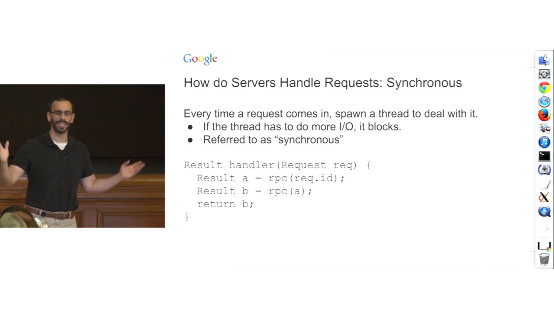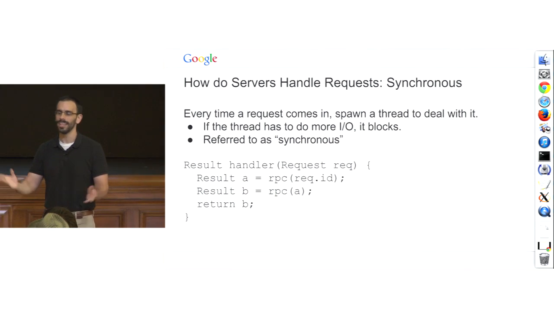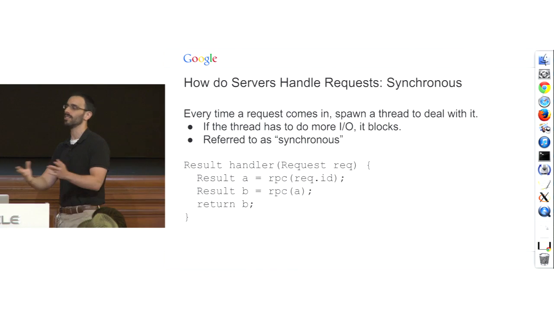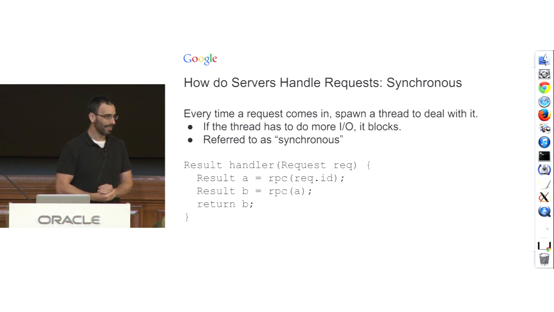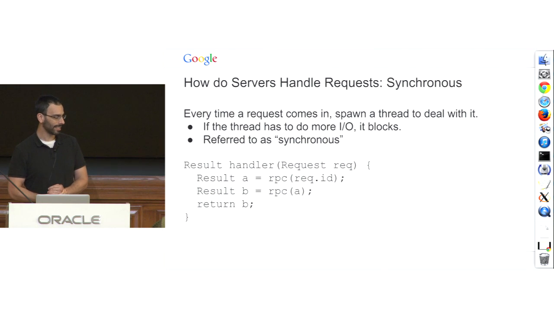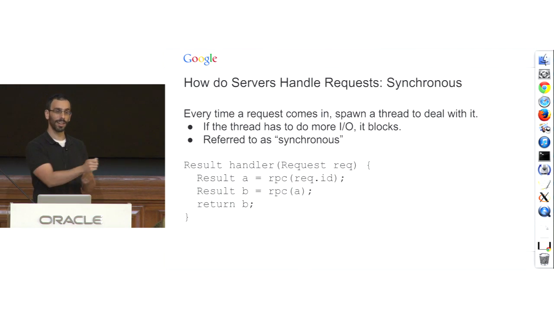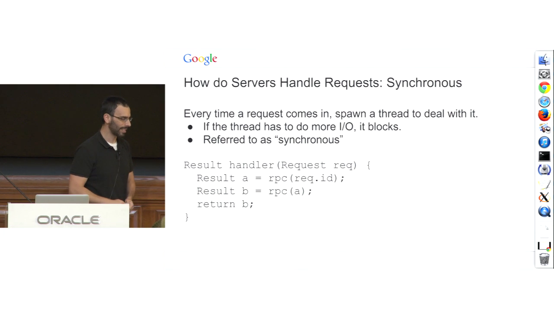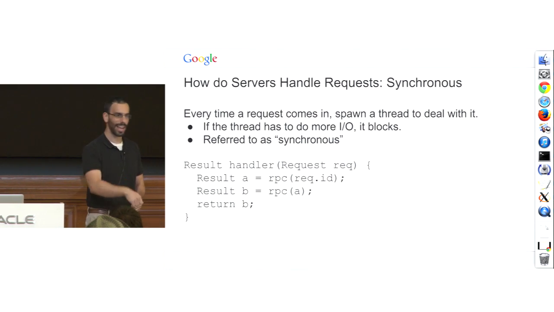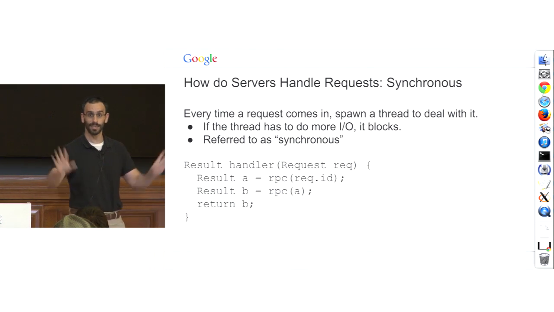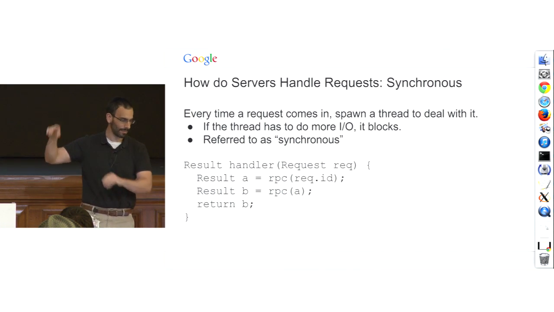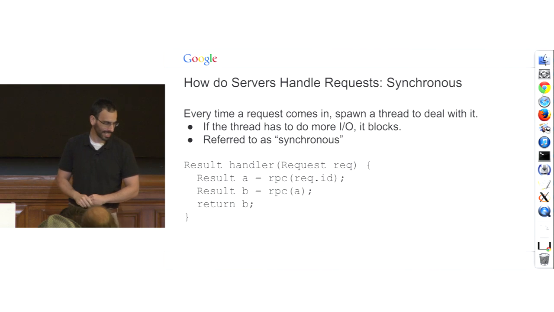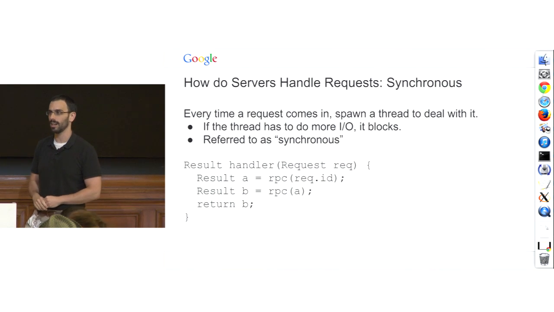They're dealing with maybe thousands of concurrent requests, or tens of thousands, or hundreds of thousands of concurrent requests, or whatever it is. And the obvious way to write a program like this is every time a request comes in, you spawn another thread, and that thread goes off and deals with the request. And if the thread has to do more I/O, for example, if it has to talk to a backend, it just blocks. It stops. It says, okay, well, wake me when the request comes back. And we call that synchronous, and it's very easy to understand code that looks like this.